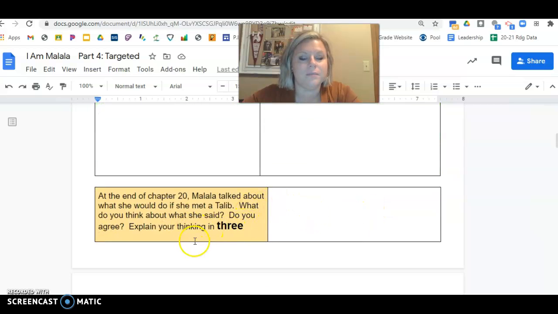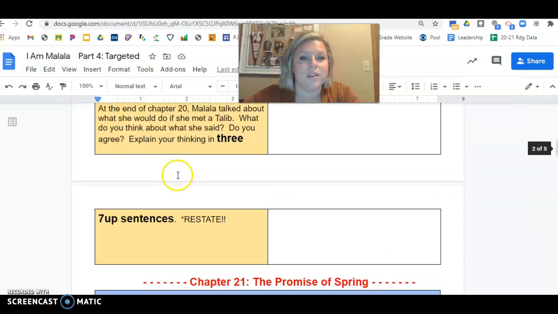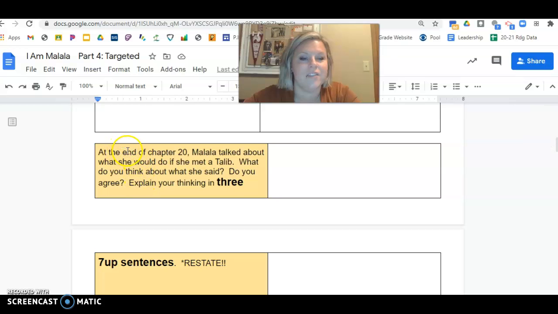And then this is the last one. It looks like it's split here. At the end of chapter 20, Malala talked about what she would do if she met a Talib. What do you think about what she said? Do you agree? Do you disagree? Explain your thinking in 3 sentences. So you'd restate it right down here, and you'd start typing here.